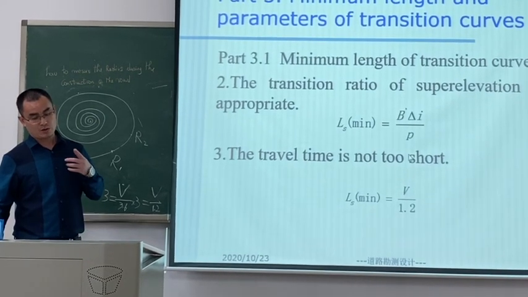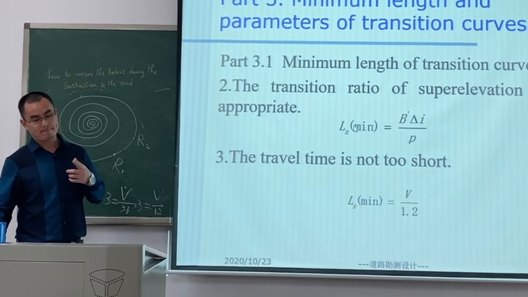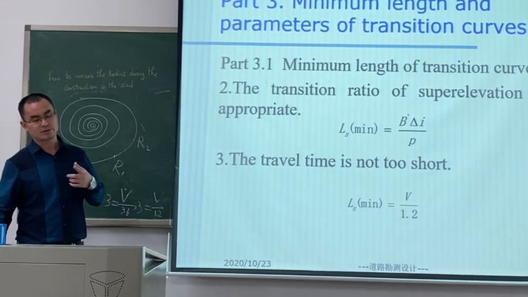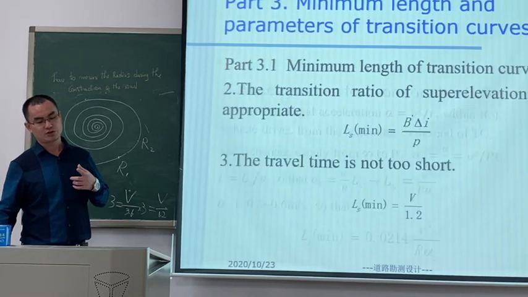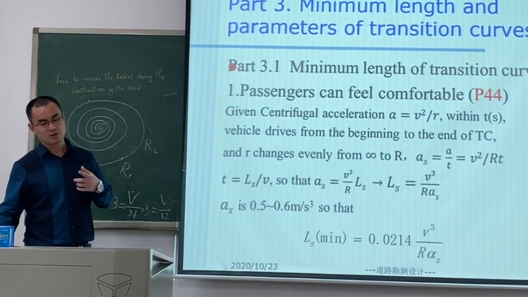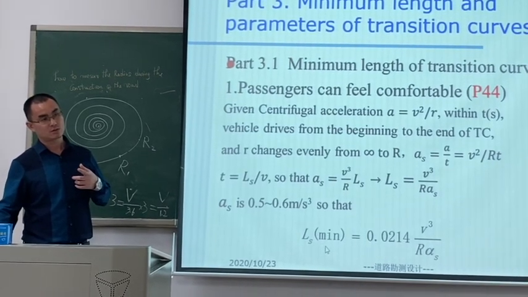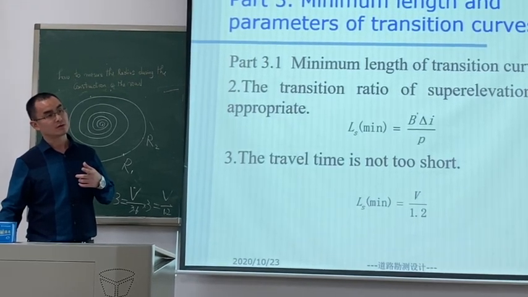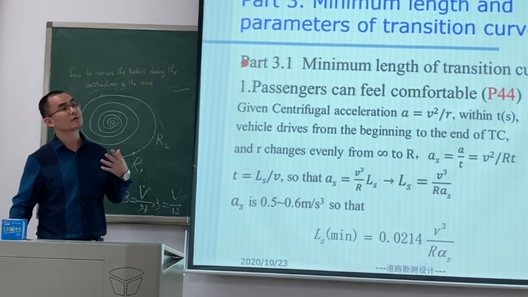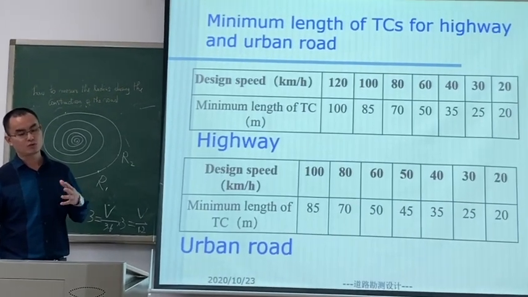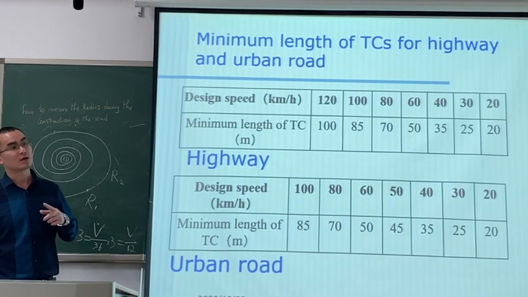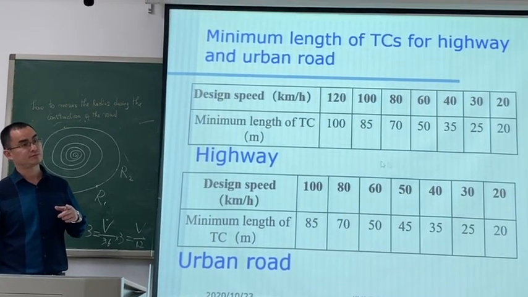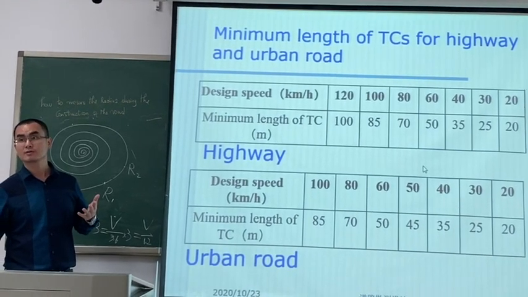We use the largest value in the three formulas to determine the minimum length of the transition curve. Understand? Okay.